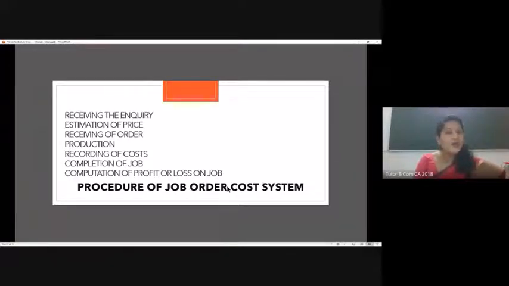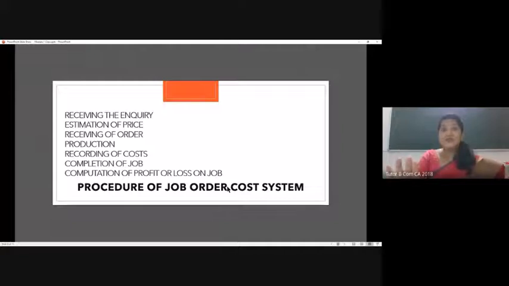We need to know how the material cost, the labor cost, and the overhead expenses are recorded to finally arrive at the total cost, and also the profit or loss of that particular job. So that's why we are discussing all that. Now, what you have to understand here is there is no difference in the recording of cost with respect to job order costing. The only difference is that each job is taken separately and you will start recording the cost separately for each job.